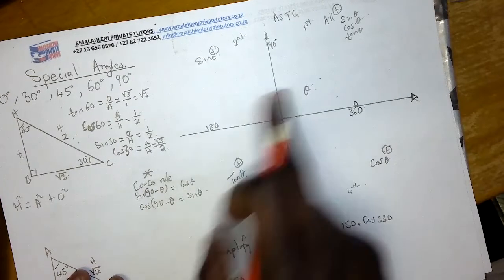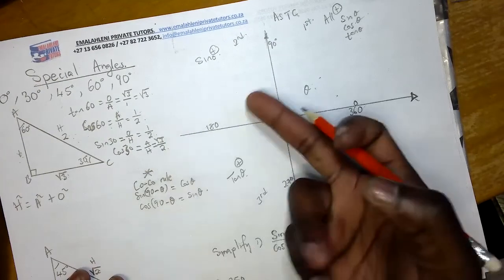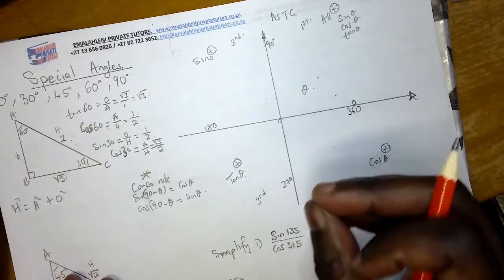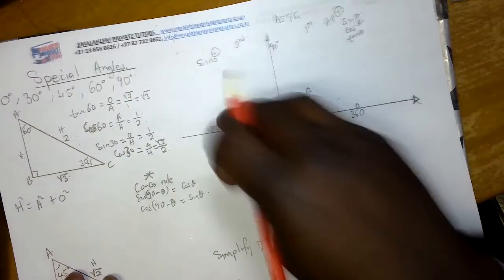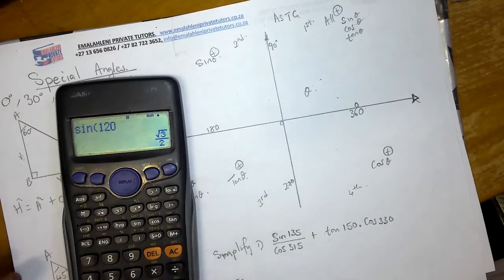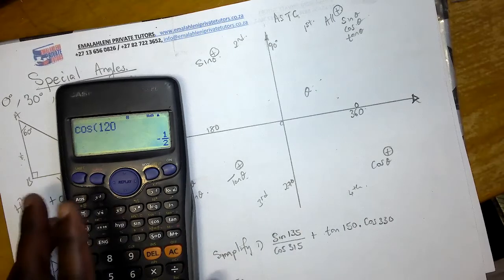Now, once we know this, we know that whatever angle we look at in here, that is between 90 and 180, if we punch cos of that angle, let's say, for example, 120, so if we say cos 120, we're going to get a negative value. Like here, if we say sine 120, we get a positive. Then we say cos 120, we get a negative.